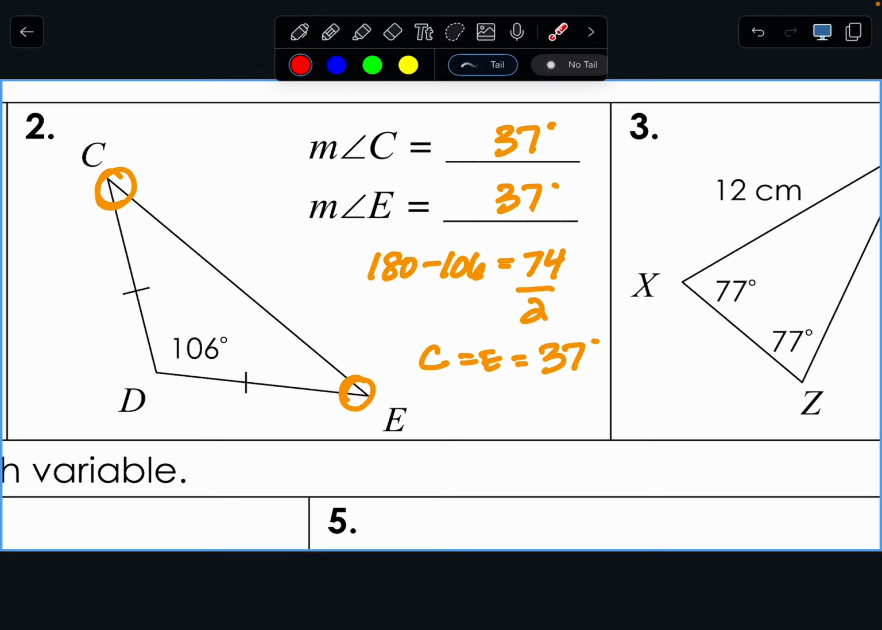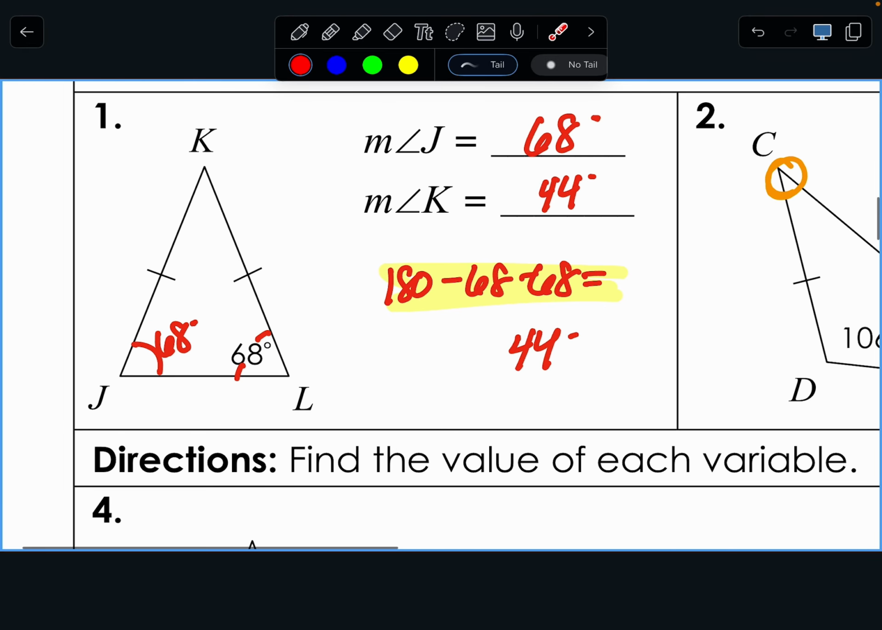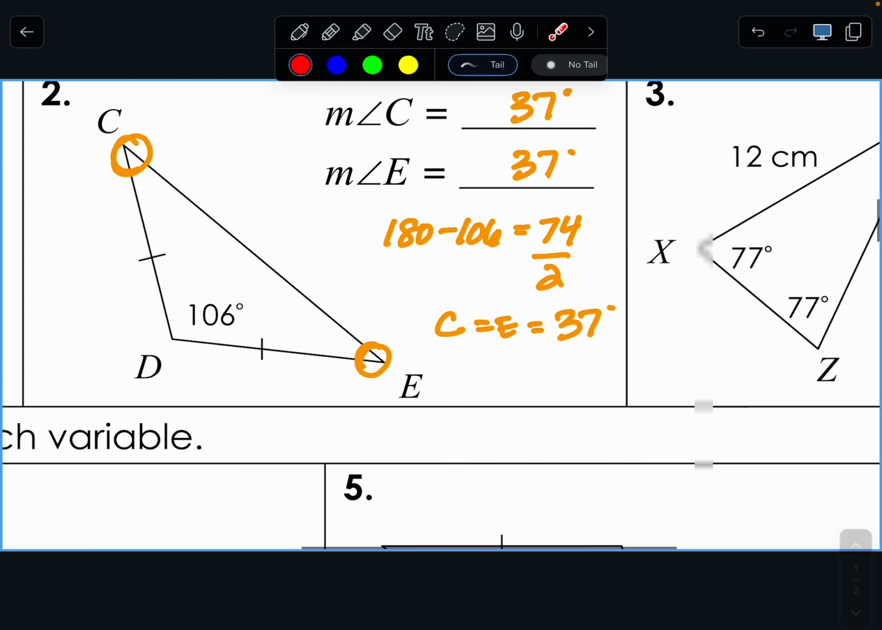So if I give you the vertex angle, then you subtract from 180 and then divide by 2, because whatever you have has to be split evenly between those two angles. If I give you one of the base angles, then you know it's this, and then you subtract those and get the other one.